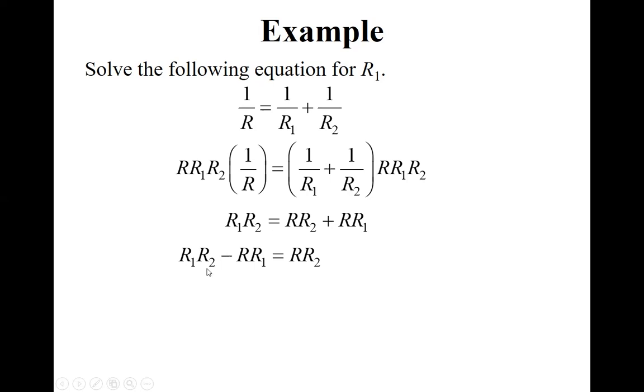So r₁r₂ − r₁ = r₂. Now we can factor out an r₁ on the left, leaving us with r₂ − r. And then to get the r₁ by itself, we need to divide by the r₂ − r. So r₁ = r₂/(r₂ − r).